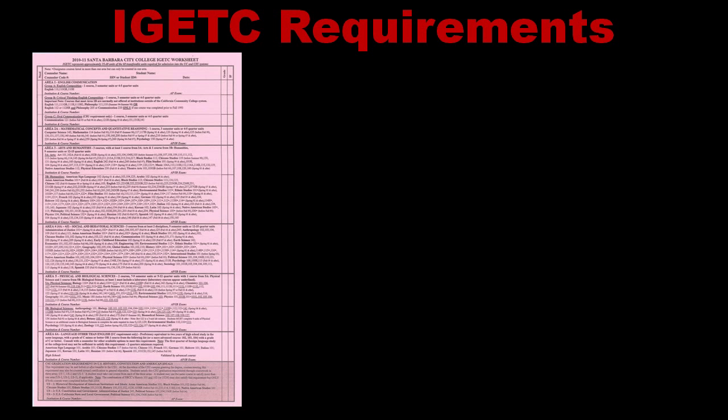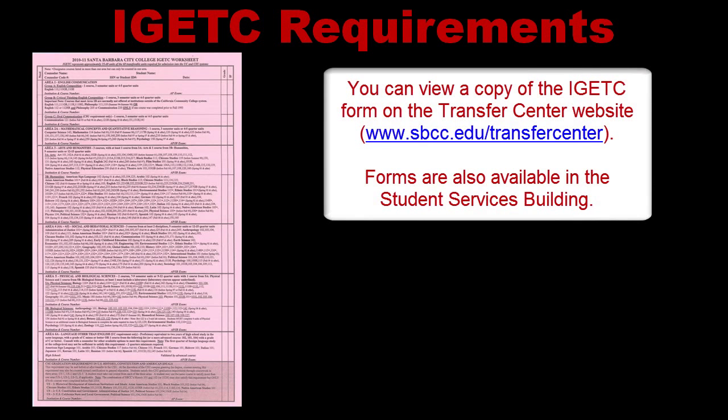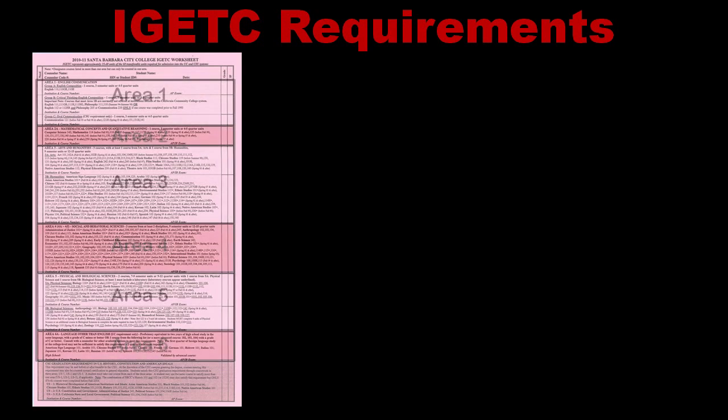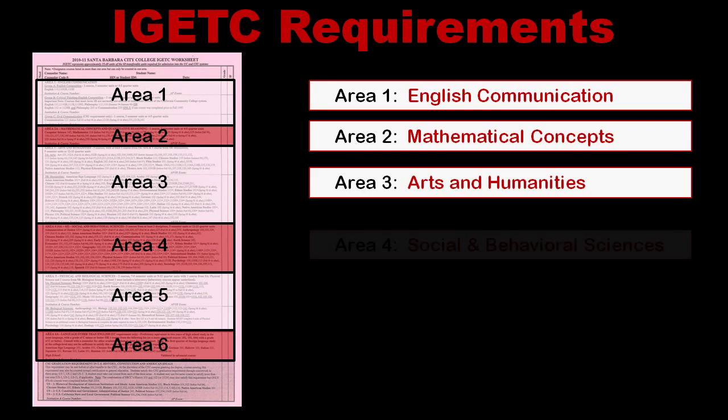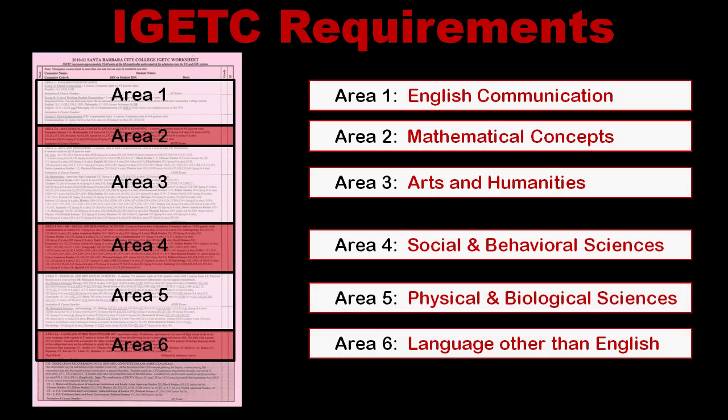Let's take a look at the IGETC form. At SBCC, most students know it simply as the pink sheet. At first glance, it may seem complicated, but once we break it down, you'll find it's an easy document to follow. IGETC is composed of 6 major areas or categories from which you are required to choose courses.